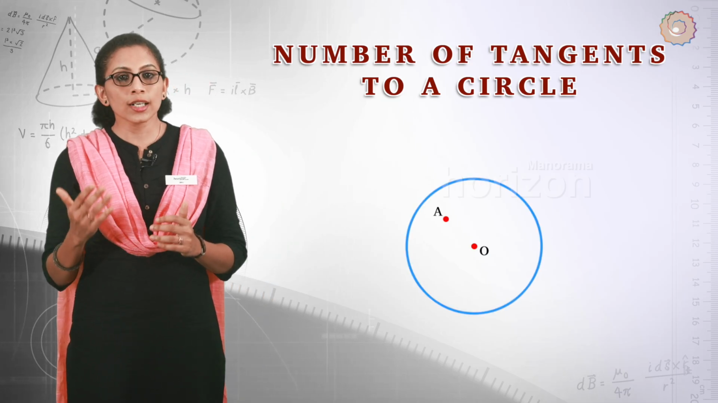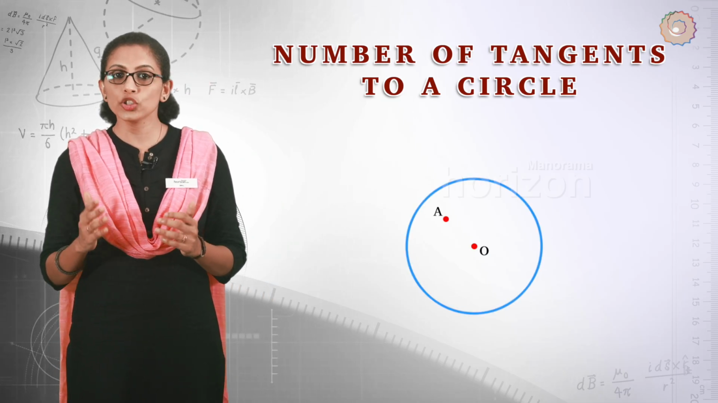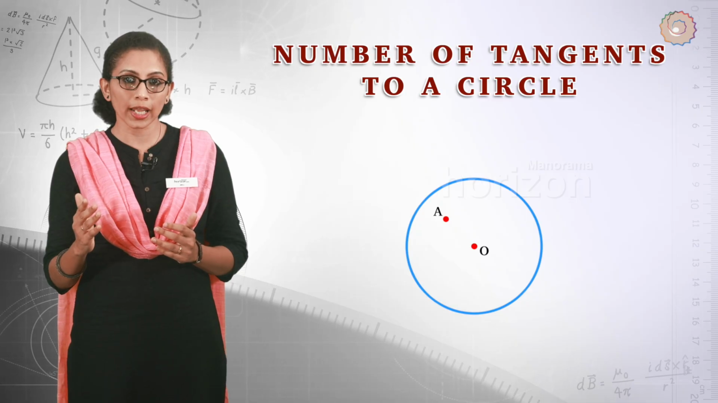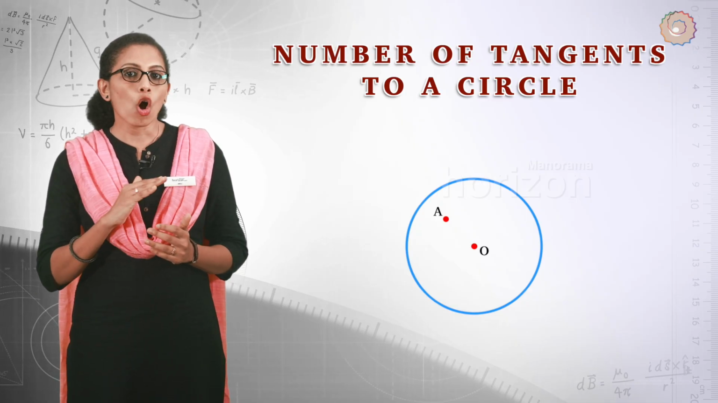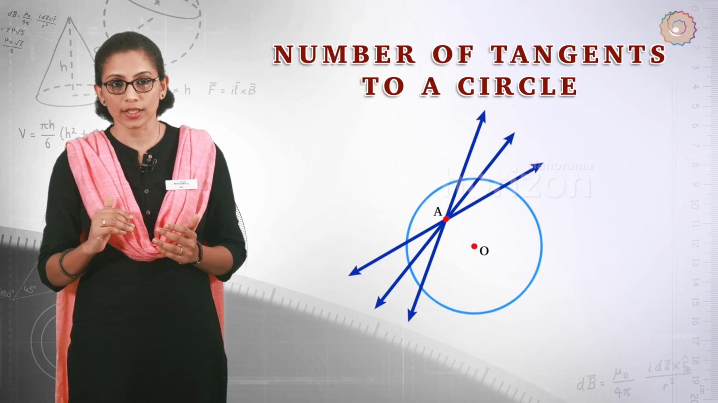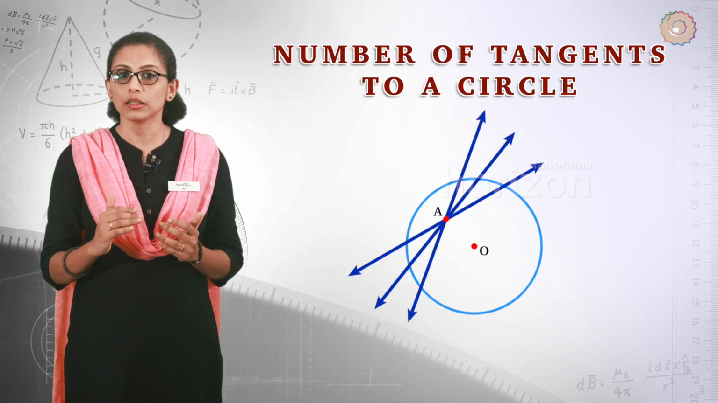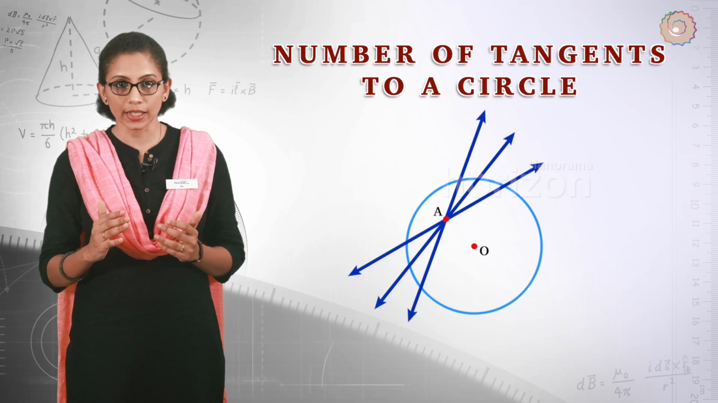Case 1. Consider the point A is located inside the circle. Can you draw a tangent to the circle through point A? You will find that all the lines through this point intersect the circle in 2 points. So, it is not possible to draw any tangent to a circle through a point inside it.